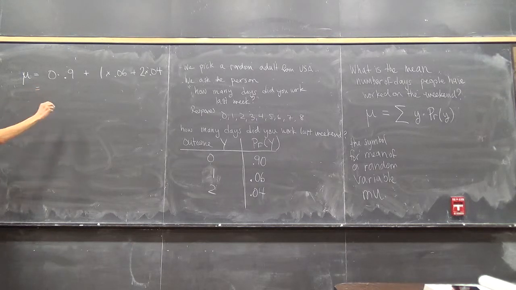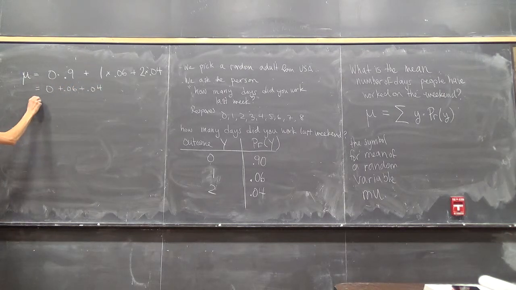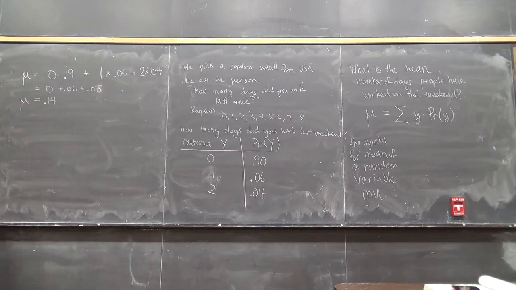And so here I would get 0 plus 0.06 plus 0.08. I'm sorry, it's 0.08. I had it correctly, but I didn't write it out. The mean number of days people worked last weekend is 0.14. Okay, that is the average number of days that someone worked last weekend, 0.14.